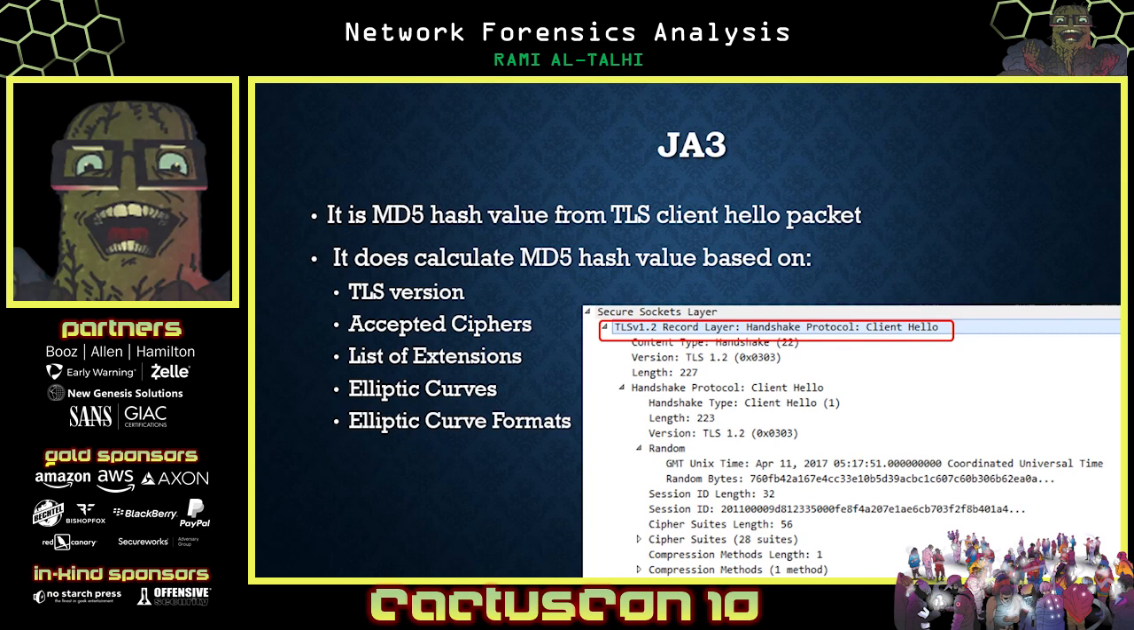So how it works, actually, it does calculate the MD5 hash value based on the TLS version. If you are in 1.2 or 1.3, it has some different hash for those values as well. So any value being changed in those parameters will accordingly change the MD5 hash as well. Accepted ciphers, list of extensions. So if there is more extension or less, those will affect the calculation as well.